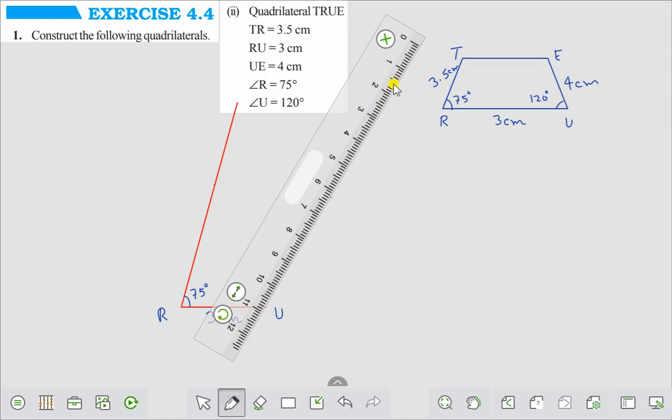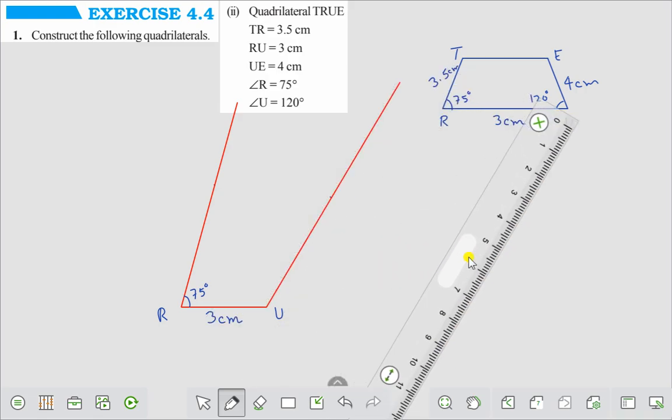Now make an angle of 120 degree at point U. This angle is 120 degree.